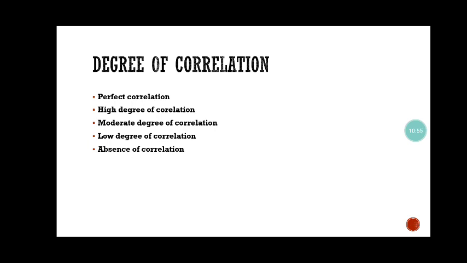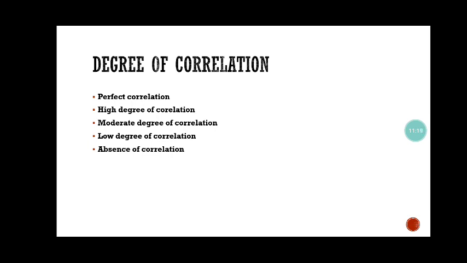The other thing that we are going to see here is absence of correlation. So how do we get to know if there is absence of correlation? If you calculate the correlation between the two series by applying the formula and you get that the coefficient of correlation is 0, then you can say that there is absence of correlation between the two series.